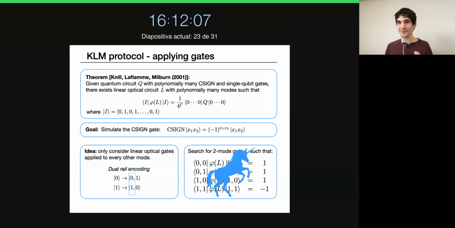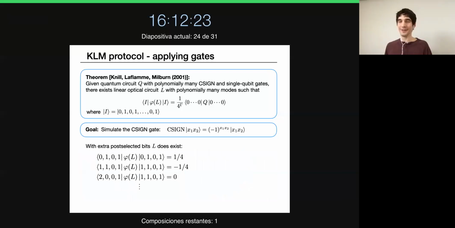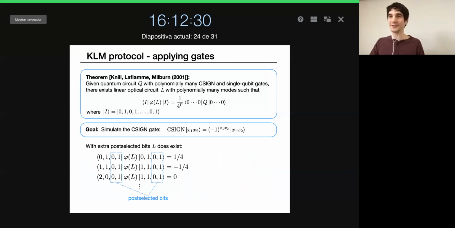So some extra resource is necessary here. In the KLM theorem that I stated earlier, the extra resource was post-selection, and I haven't yet mentioned that, so something's got to give there. We're going to use post-selection to solve this problem. So instead of starting with just the dual rail encoded qubits, I'm also going to add some extra modes, which are just going to be used for post-selection.